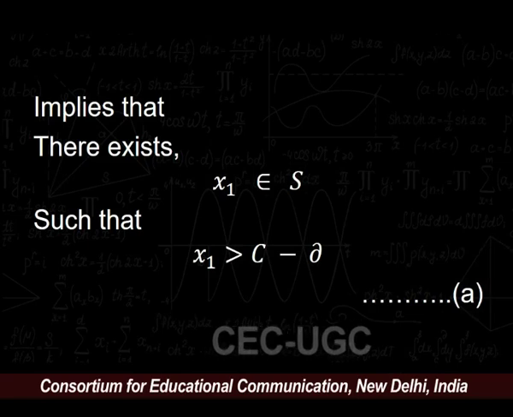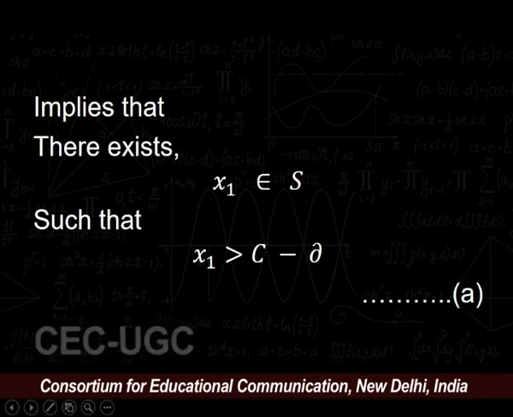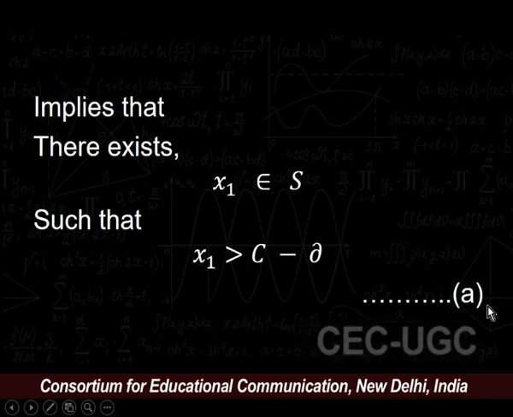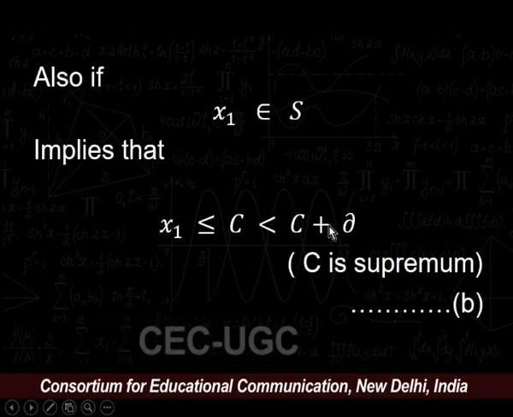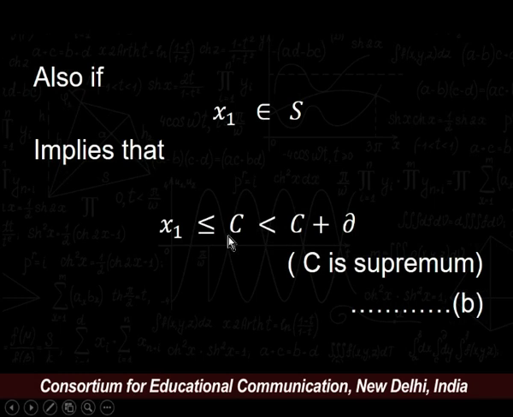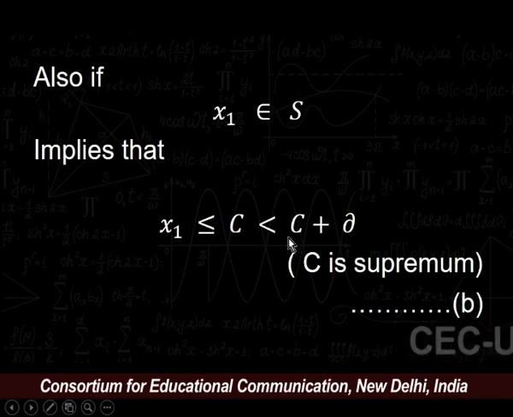This implies that if c minus delta is not an upper bound of S, then there must exist some point, say x1, belonging to the set S, such that we have statement A. Statement A says that x1 is strictly greater than c minus delta. Also, we have x1 belongs to the set S. This implies that x1 is less than or equal to c, because c is the supremum, and for any delta, c is strictly less than c plus delta. So this is our statement B.